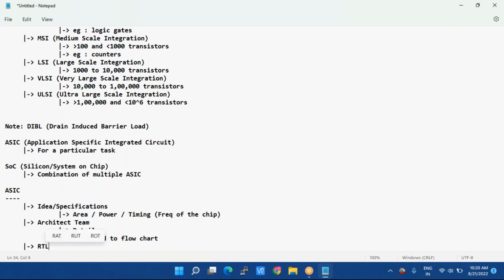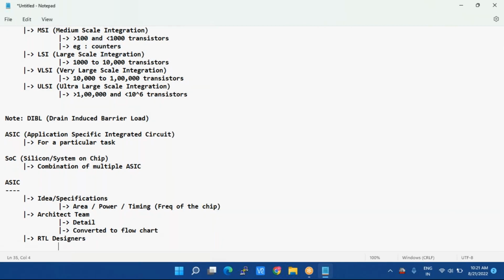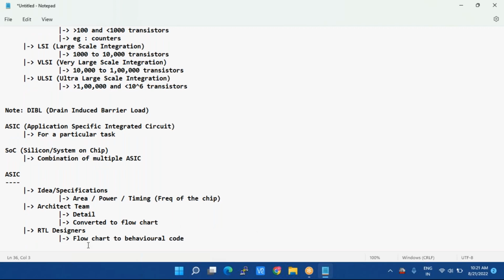The next team goes to RTL designers. The RTL designers will convert the flowchart to behavioral code. I'm just giving you the full idea of the ASIC, so that based on that you can choose. So the RTL designers perform flowchart to behavioral code. Now, as I have implemented that behavioral code, what will be the next task? I should verify.